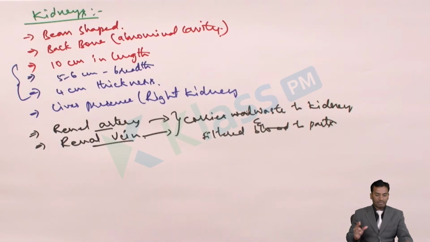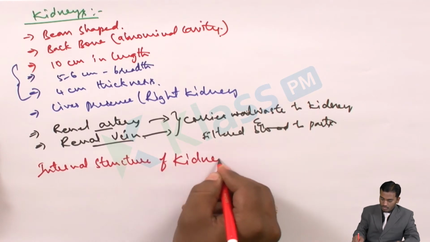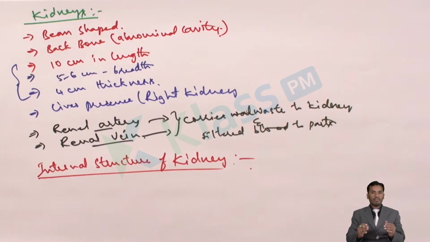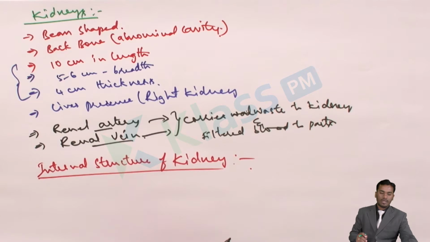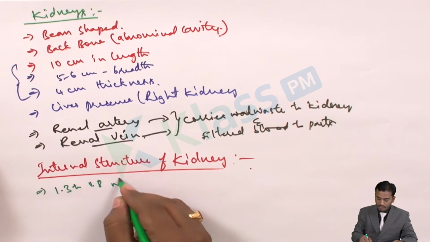And here we have the internal structure of the kidney. Now we are going to learn about the internal structure of the kidney. If we observe the LS, the longitudinal section of a kidney, we can learn more about its internal structure. It shows distinct regions, that means different areas. Moreover, here we have small microscopic tissues, more than 1 million, near about 1.3 to 1.8 million.